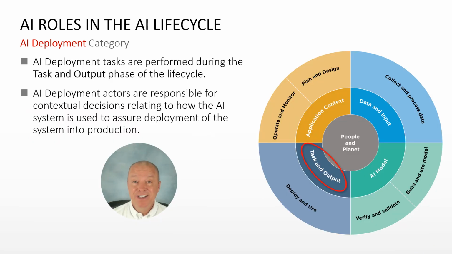Following the design and development phases, we now look at the AI deployment category. AI deployment tasks are performed during the task and output phase of the lifecycle. AI deployment actors are responsible for contextual decisions relating to how the AI system is used to assure deployment of the system into production.